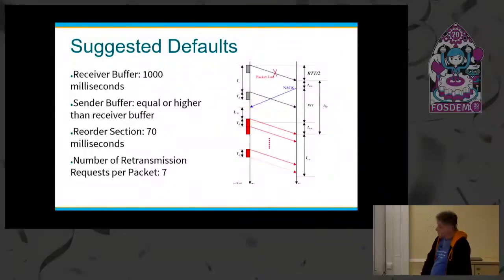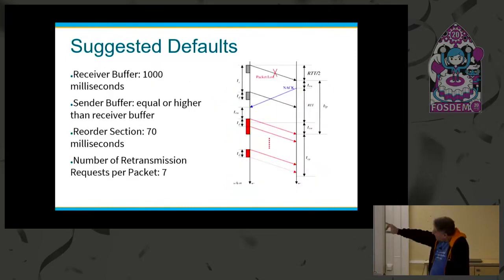So we also suggest some defaults based on experience, by consensus among all the vendors and everybody that participated, that for a typical internet connection, from one coast of the US to the other, or across the Atlantic, or anywhere across Europe, these defaults work quite well. If you can sustain 1,000 milliseconds of latency, which is the size of the buffer on the sender side, these parameters will work quite well for any internet link.